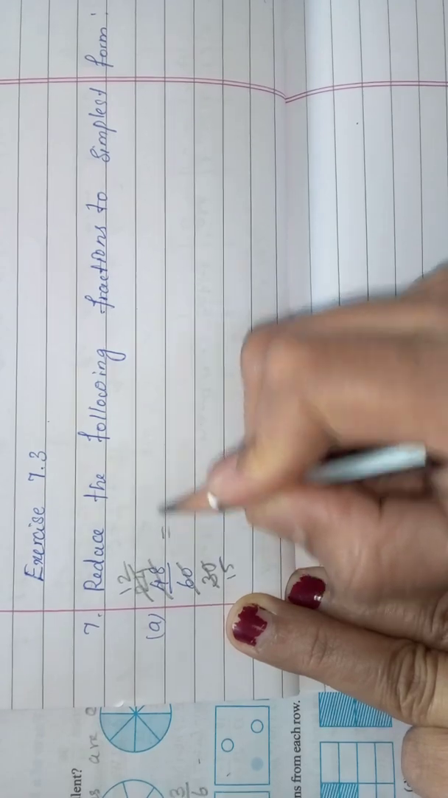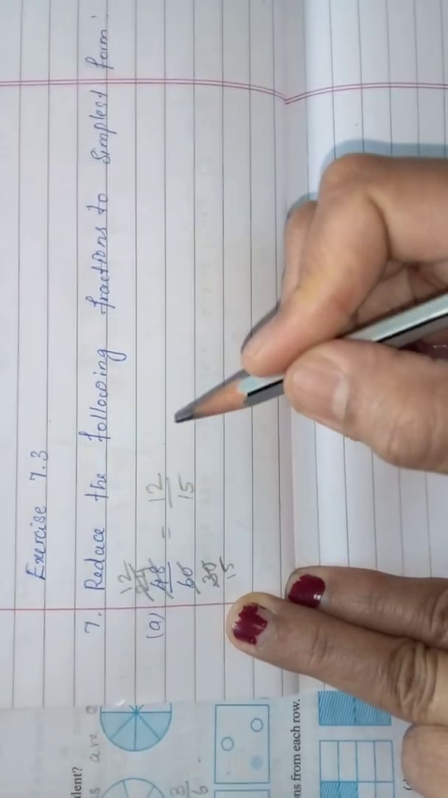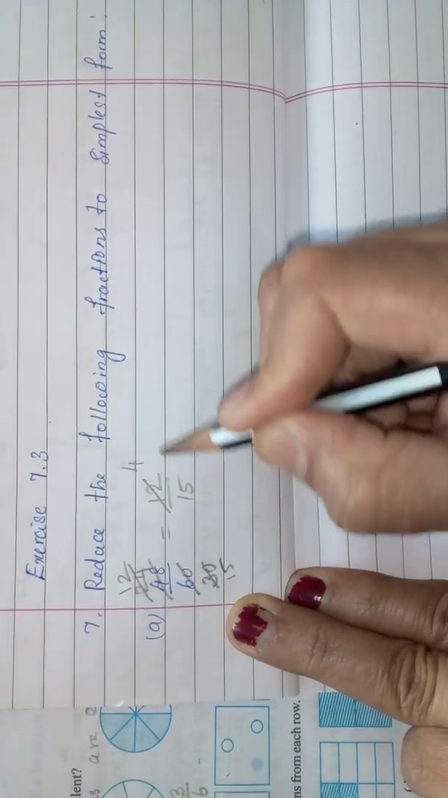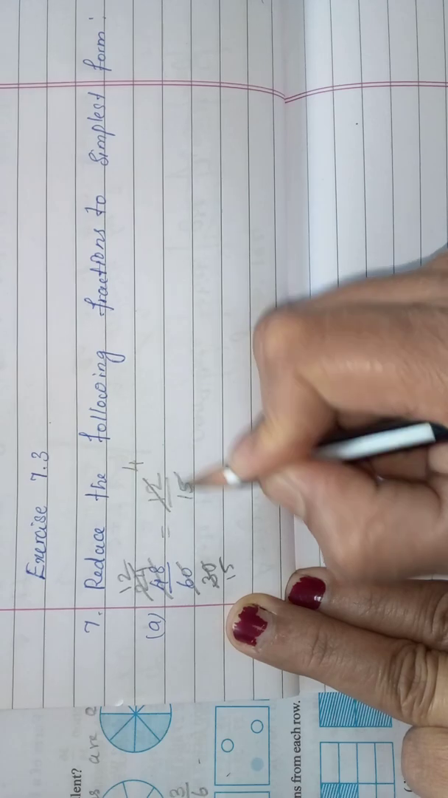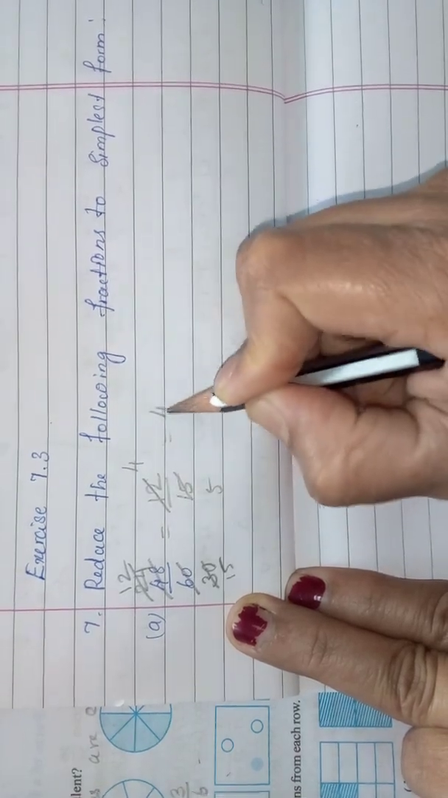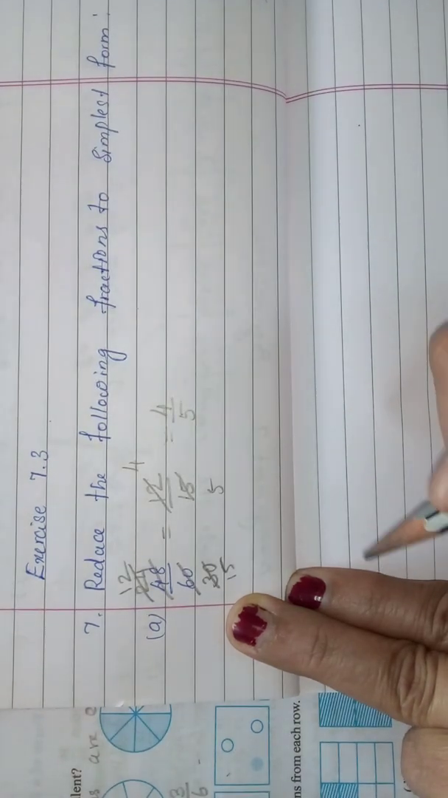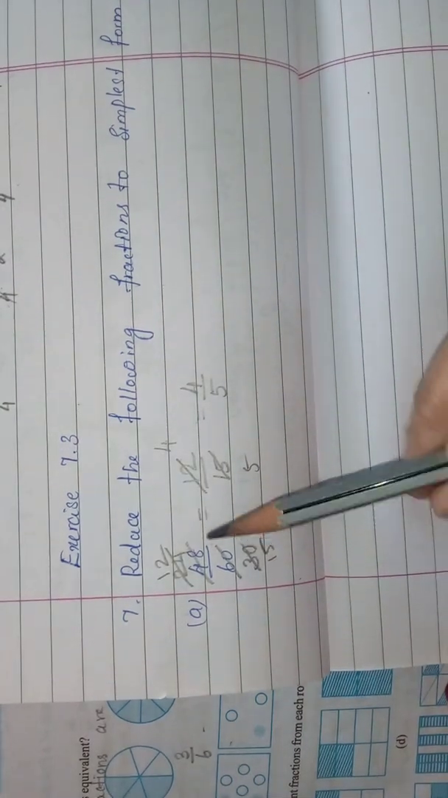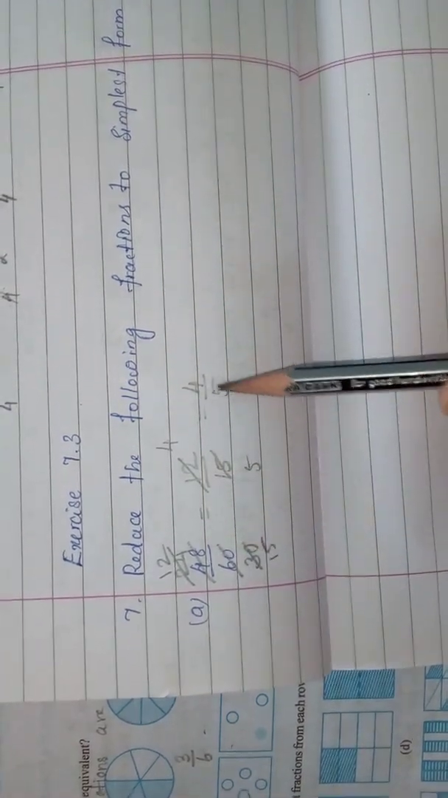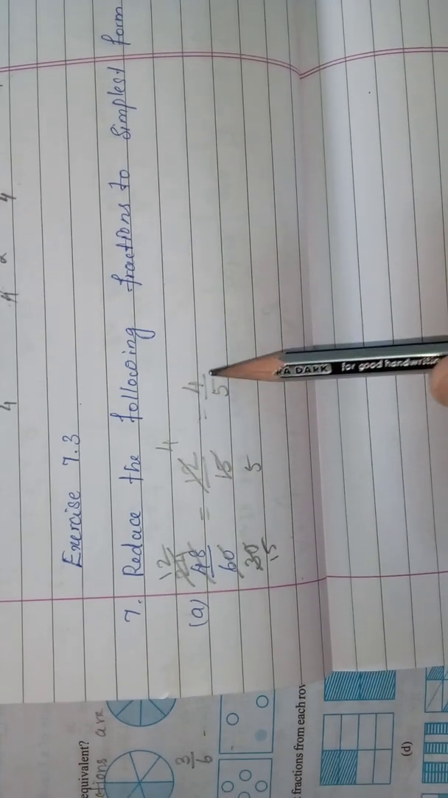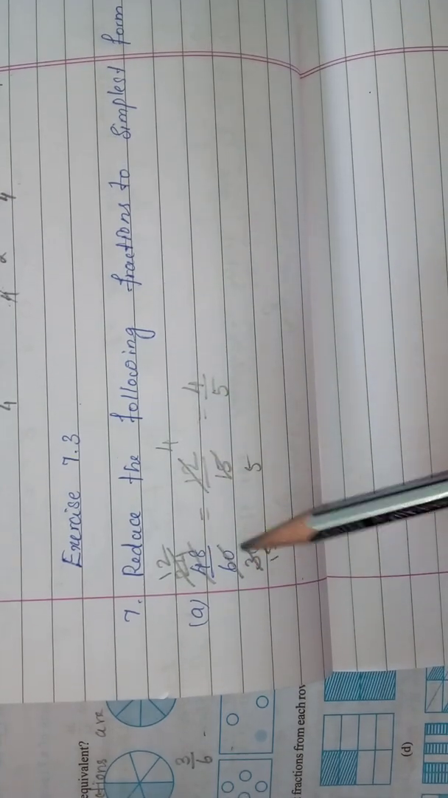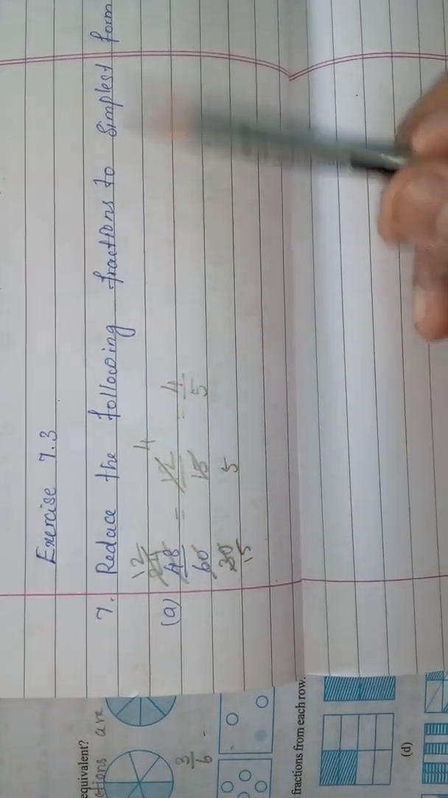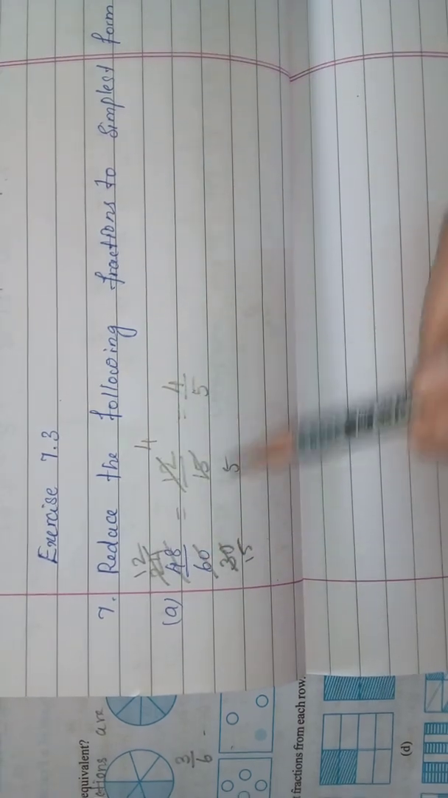See here, 12 by 15. Now, we can further reduce it. If you take the 3 table, 4 3s are 12, 5 3s are 15. So, 4 by 5. In this way we can simplify the given fraction to simple form. 4 by 5 is the simplest form of the given fraction, 48 by 60. So, in this way we can reduce the given fraction into its simplest form.